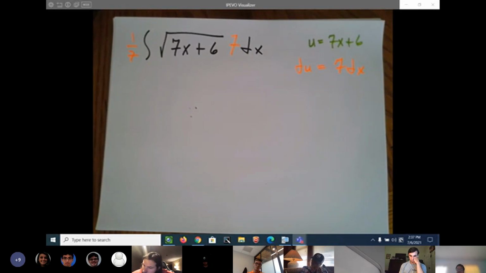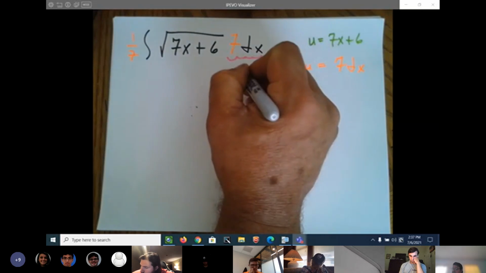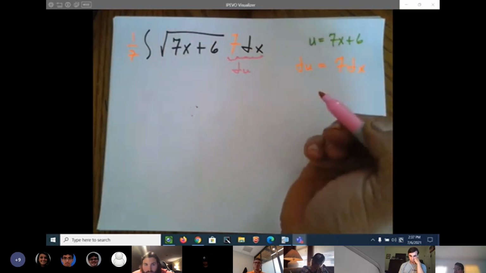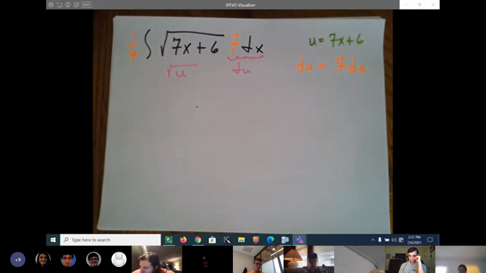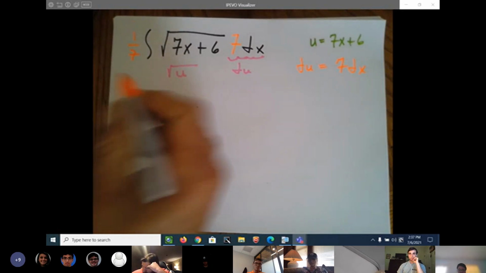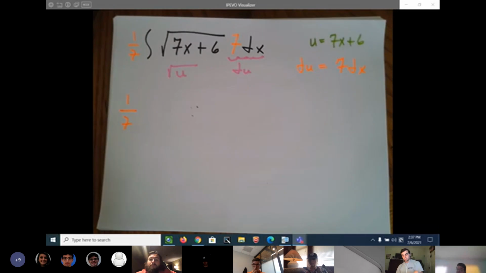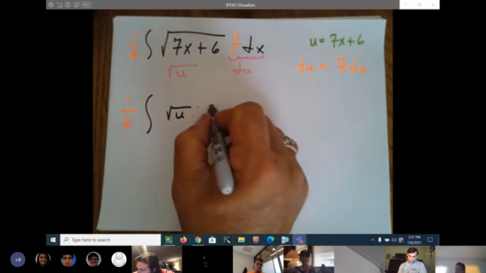Well, this right here is du. So this is the square root of u. So I can rewrite my antiderivative as 1/7 antiderivative of u square root of u du.